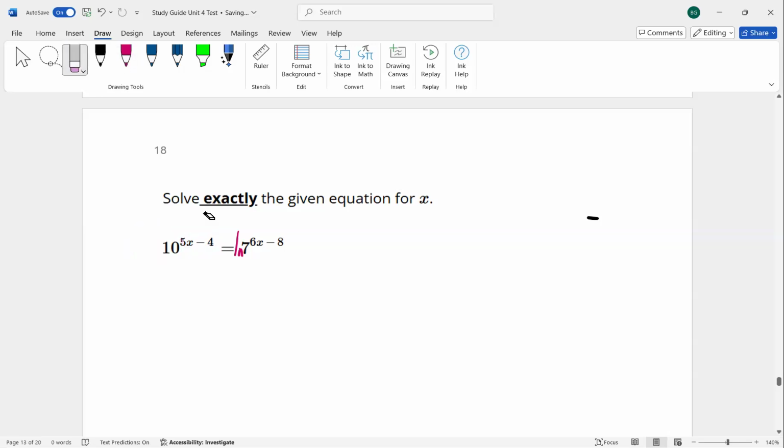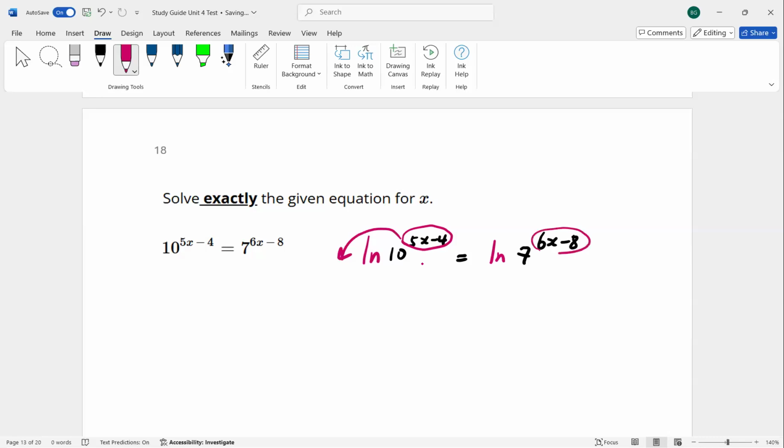It's too messy. Okay, let me do it again. So we're going to have ln of 10 to the power of 5x minus 4 equals ln of 7 to the power of 6x minus 8. By the power rule, we have used the power rule many times, the exponent in the argument can be brought in front of the log. Same with this one. Don't forget to put parentheses.